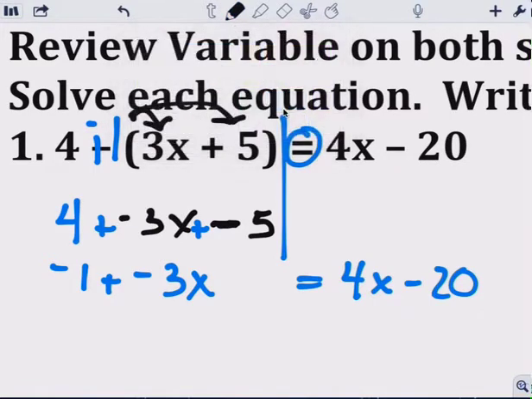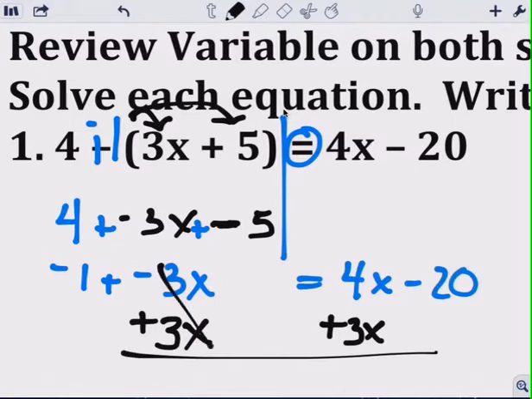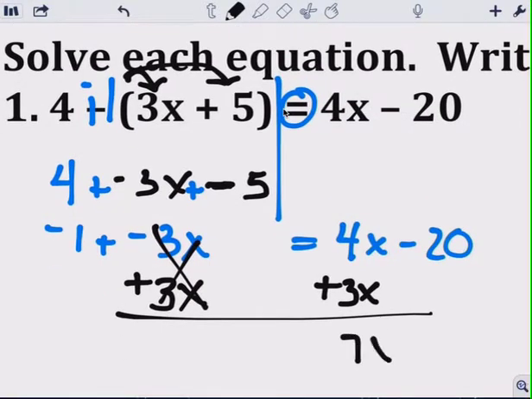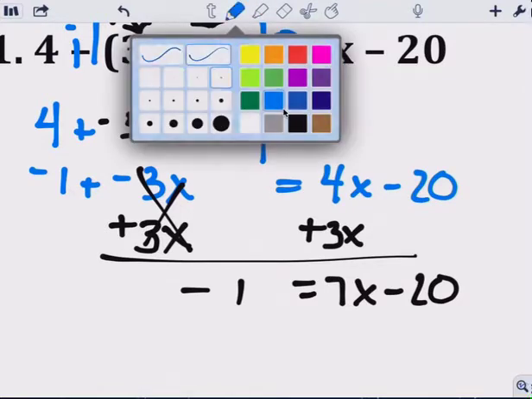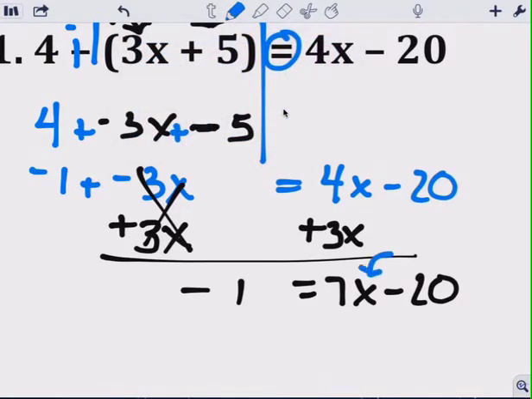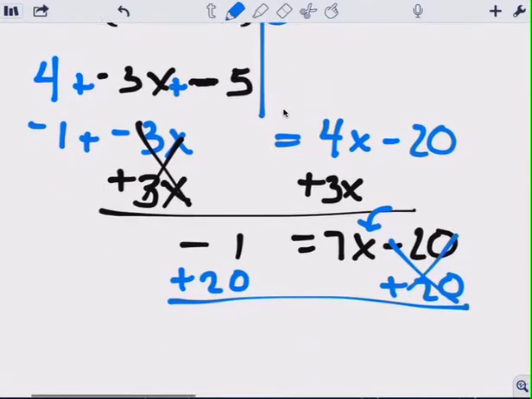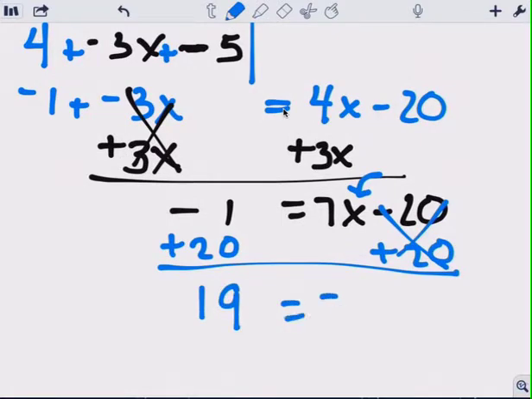We need to get rid of the smallest variable. The smallest variable is -3x, so we add 3x to both sides. And that gives you 7x minus 20 equals to a -1. Okay, so you need to get rid of the -20. We want to find out the number we need here to subtract 20 to get you -1. So you have to add 20, okay? And that gives you a positive 19 equals to 7x.